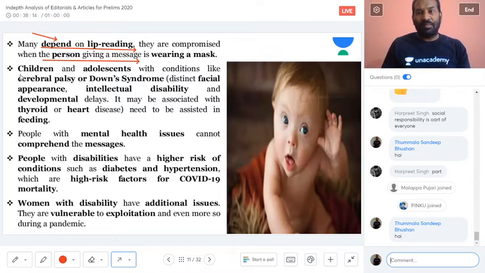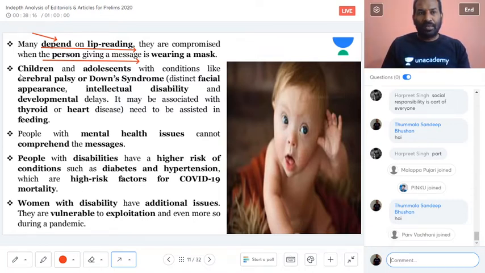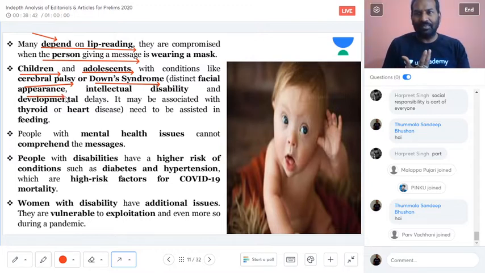And then when we are coming to persons with disabilities, rather than persons, I would say children here now. It is persons only, but emphasizing the kids, children, adolescents. So children and adolescents with conditions like cerebral palsy or Down syndrome. What is Down syndrome? It is a distinct facial appearance.